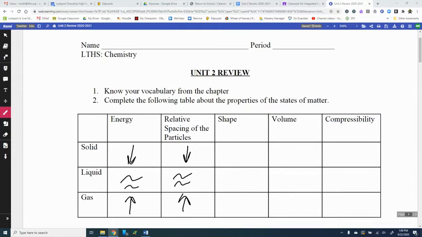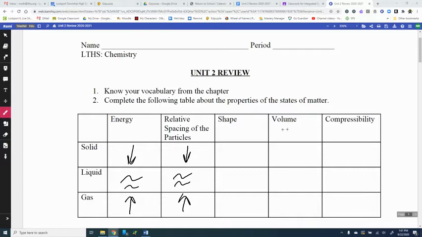Next, shape. So this is just going to be fixed or variable. Solid has a fixed shape, meaning it does not take the shape of its container. Liquid has a variable shape, meaning it does take the shape of its container. Gas also has a variable shape, meaning it takes the shape of its container.